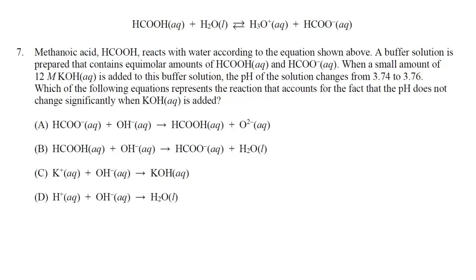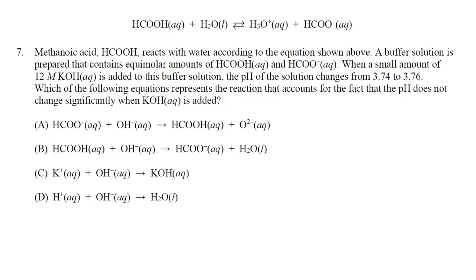Question 7 says the following. Methanoic acid, which has the chemical formula HCOOH, that's a weak acid. By the way, methanoic acid is the simplest formula for a carboxylic acid. I talked about carboxylic acids back in question 1 in this packet. So methanoic acid, the weak acid, reacts with water according to the equation shown above.